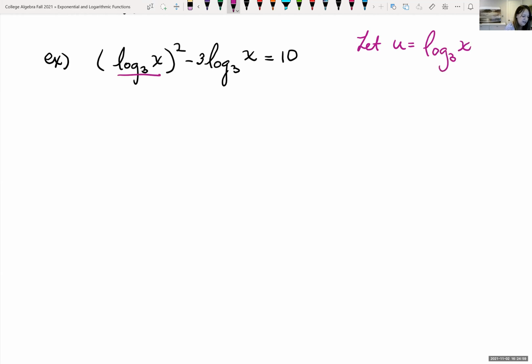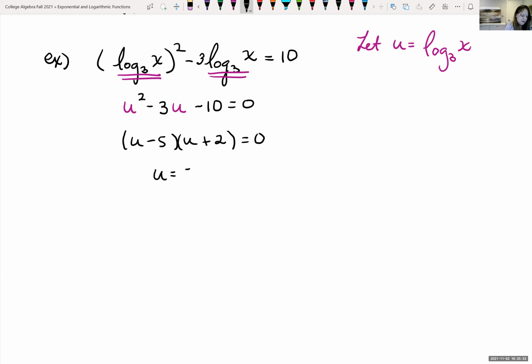So if we do that, right here, we would have u squared minus 3. We have that log base 3 of x again, so times u. I'm going to subtract 10 on both sides to get this equal to 0, so minus 10 equals 0. So now I have a quadratic. It's a quadratic that I know how to factor. So there are two numbers that multiply to -10 and add to -3. So we have u minus 5 all times u plus 2. So u is either equal to 5 or u is equal to -2.